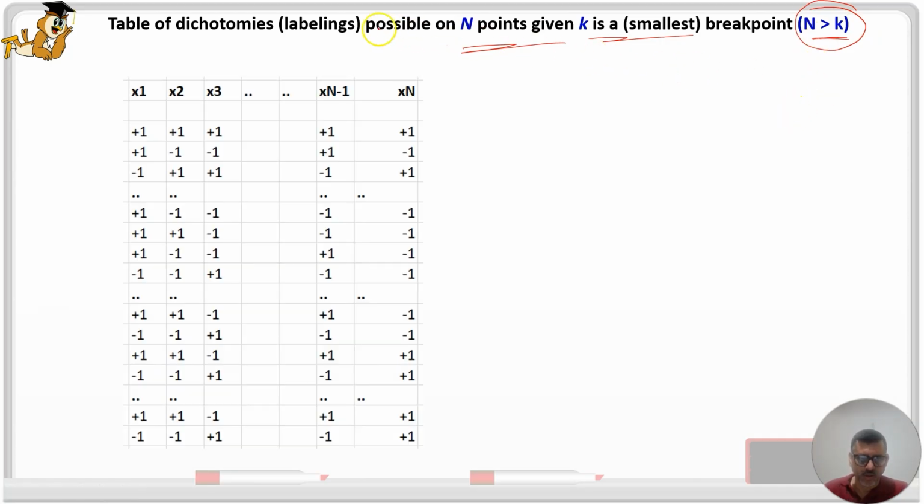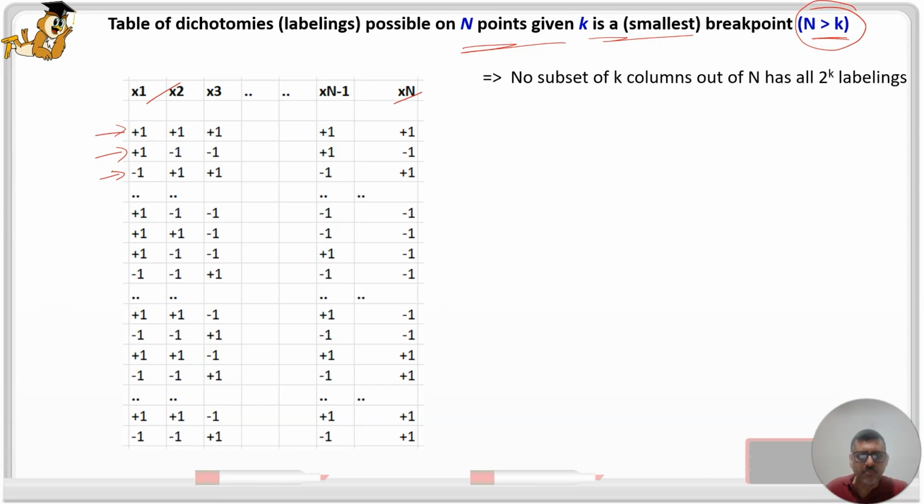Look what I have done here. It's important to understand this in order to understand Sauer's lemma. I have points x1 through xn. These are n points, and these are labelings or dichotomies of those points that are supported, right? So I have listed all of them here.